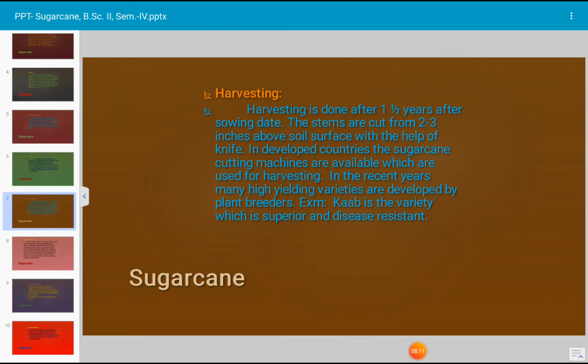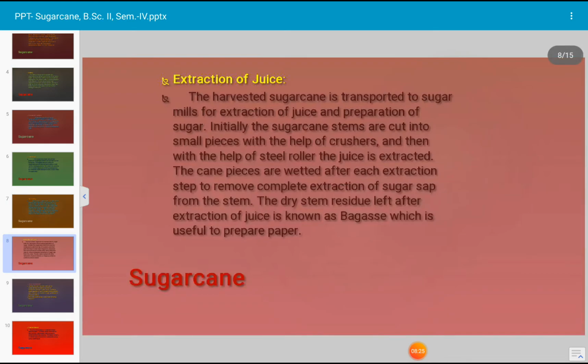And in recent years, many high-yielding varieties have been developed by plant breeders. For example, Carb is a variety which is superior and disease resistant. Next slide. Let us see about the extraction of the juice from sugarcane. The harvested sugarcane is transported to sugar mills for extraction of juice and preparation of sugar.